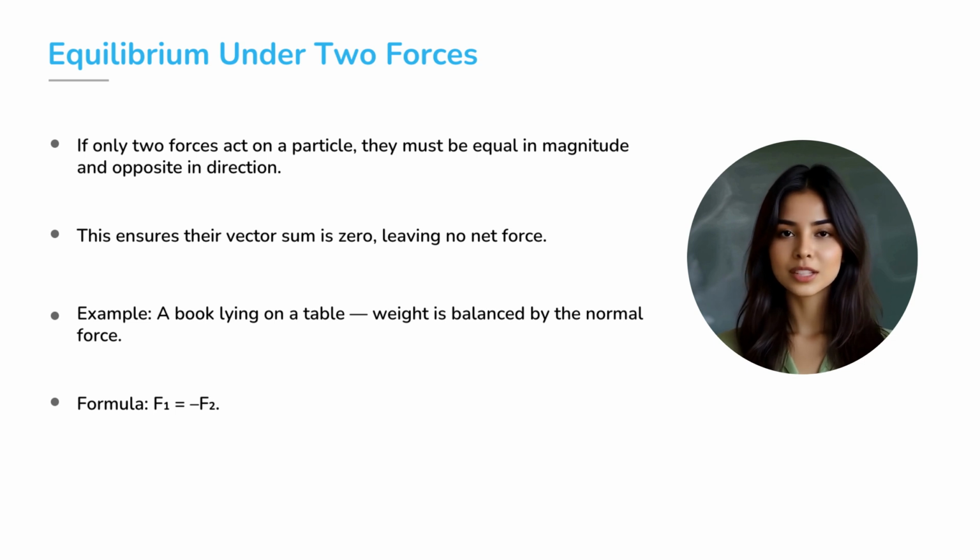Think of a book resting on a table. The downward force of gravity is exactly balanced by the upward normal force of the table. The equation is simple: force 1 equals negative of force 2. So, as long as these two forces cancel out, the book remains still.